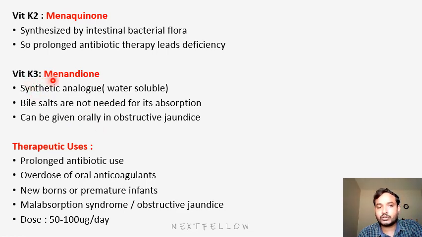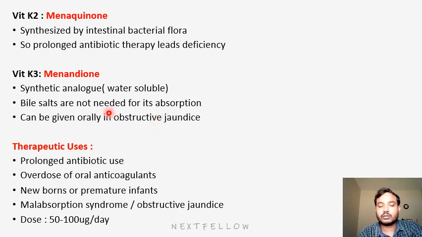Next is vitamin K3. Vitamin K3 is also known as menadione. It is a synthetic analog. It is water soluble, while the other two are not. Vitamin K3 doesn't need bile salts for its absorption, whereas vitamin K1 needs bile salts for absorption. So K3 may be useful in obstructive jaundice patients.